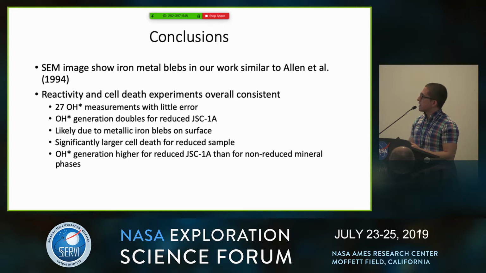It also seems that metallic iron leads to significantly larger cell death compared to non-reduced JSC1A. This has a lot of implications in terms of lunar dust, since lunar dust has a lot of metallic iron present in it. And we also found that reduced JSC1A with metallic iron, again, generates a lot more hydroxyl radicals, much more reactive compared to minerals like olivine and augite.